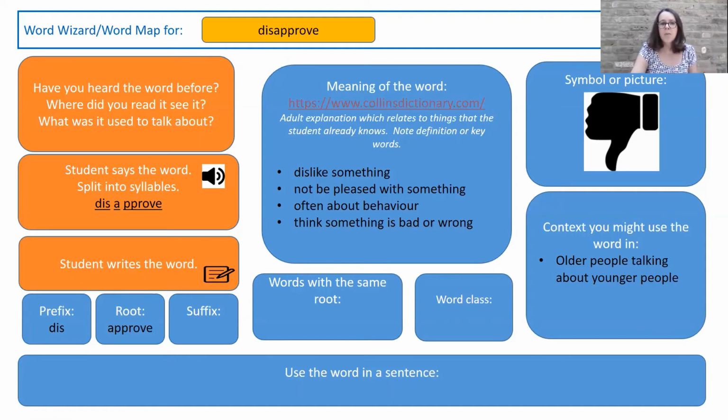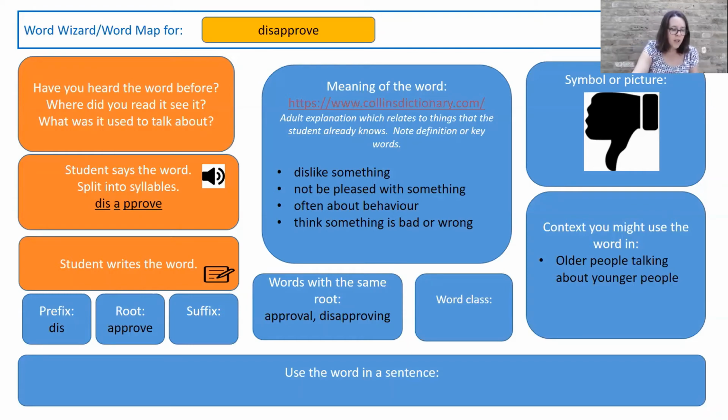Okay, then we're going to think about words with the same root. And these might be approval or disapproving, and students might have heard of some of these words. Okay, the next part is around thinking about what kind of word it is. And this is really important so that students can use the words correctly in sentences. They need to know the grammar of the word.